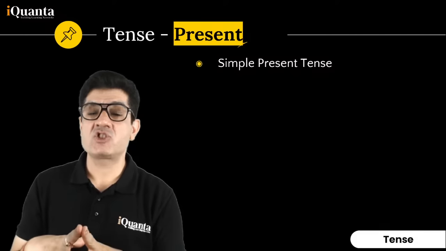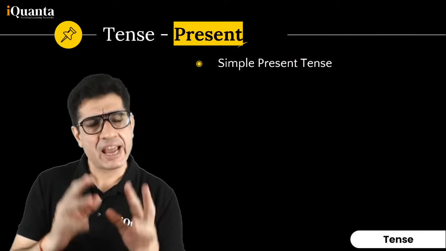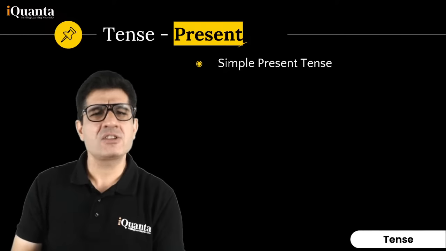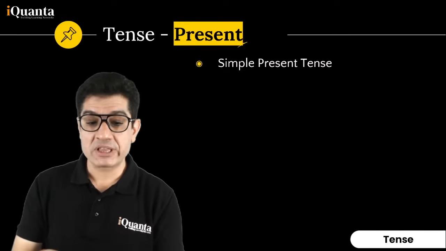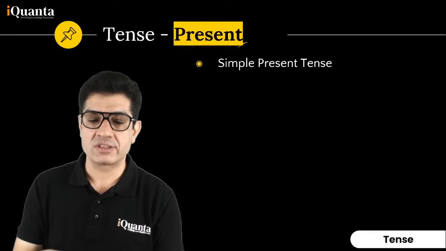Fabulous. So Aishwarya says general truths, or as we normally call them, universal truths. Vishaka says facts. Absolutely yes, facts of the present. Then Dhanraj says normal talk. Habitual things, absolutely yes. We use it for regular or habitual actions.